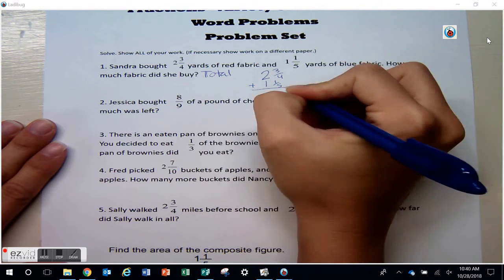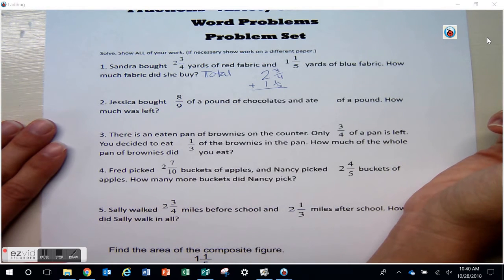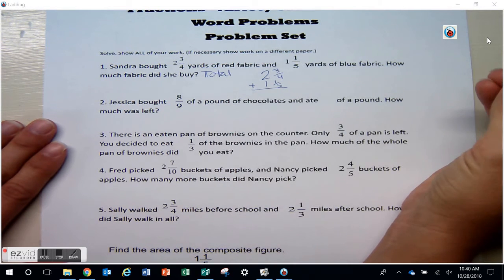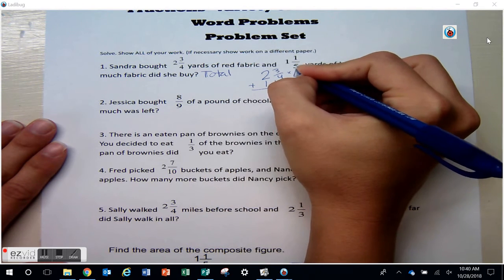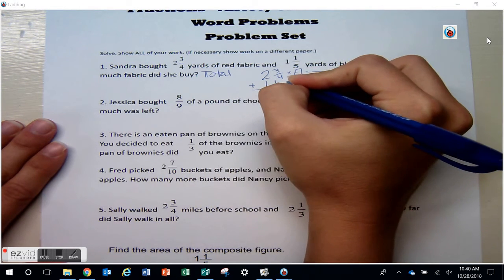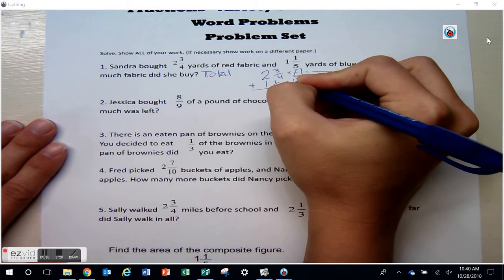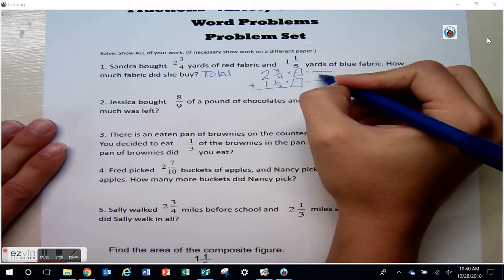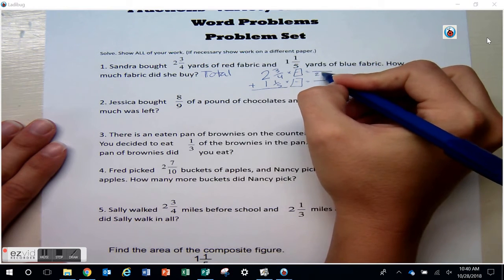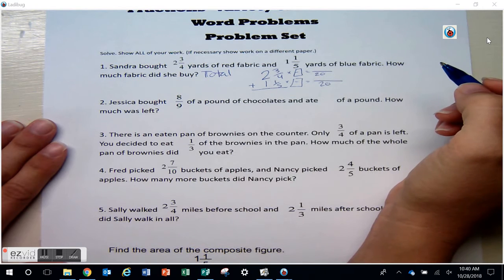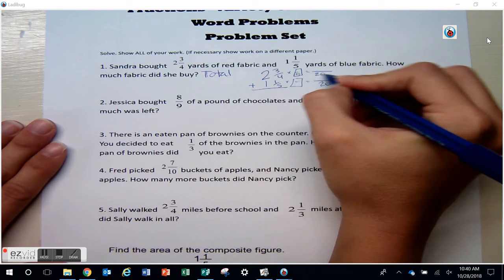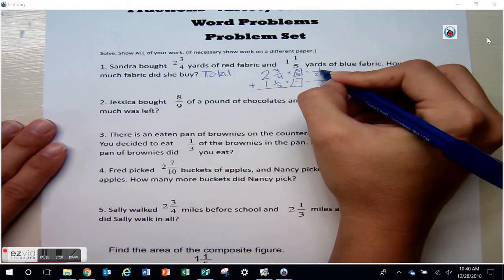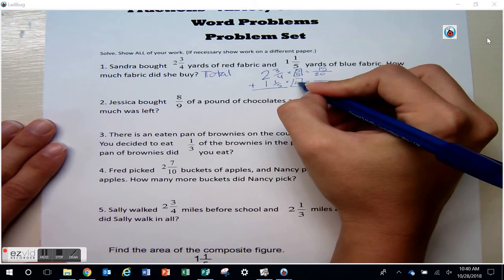But before I can add them, what do I need? I need a common denominator. So, what can I multiply those by? I'm going to go ahead and choose a denominator of 20, because I know 4 and 5 can both multiply to be 20. 4 times 5 is 20, 3 times 5 is 15, 5 times 4 is 20, 1 times 4 is 4.